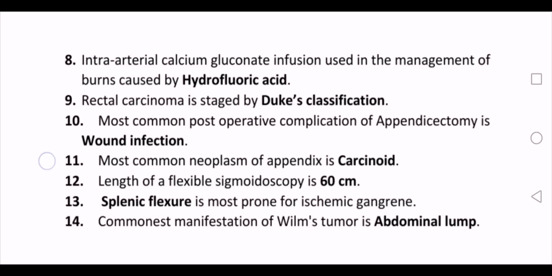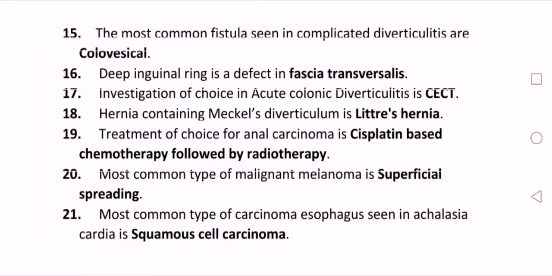Length of flexible sigmoidoscopy is 60 cm. Splenic flexure is most prone for ischemic gangrene. Commonest manifestation of Wilms' tumor is abdominal lump. The most common fistula seen in complicated diverticulitis is colovesical.